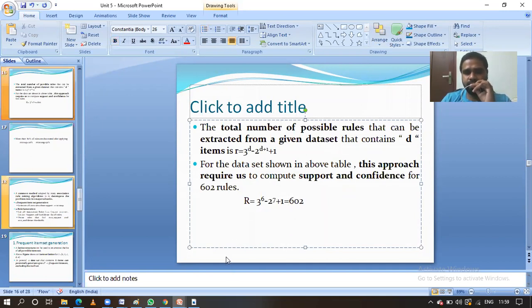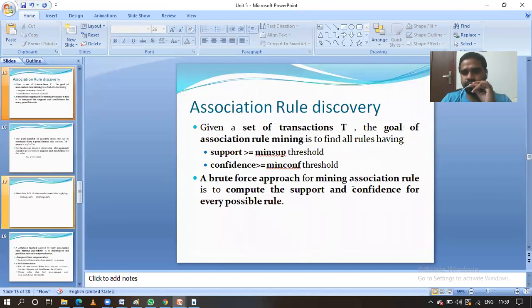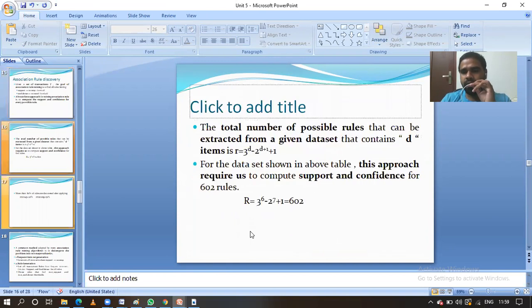What does the previous point mean? In the brute force approach, we have to calculate the support and confidence for every possible rule. Suppose you have 6 items, how many rules will we get? 602. For the 602 rules we have to calculate the support and confidence, guys, according to the brute force approach, right?